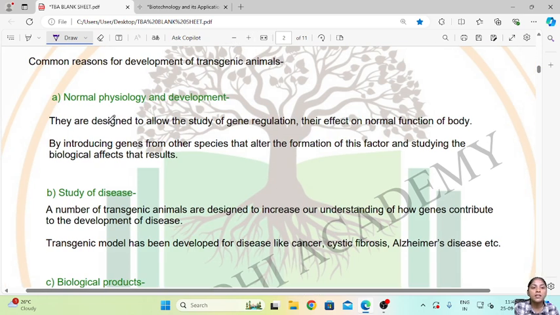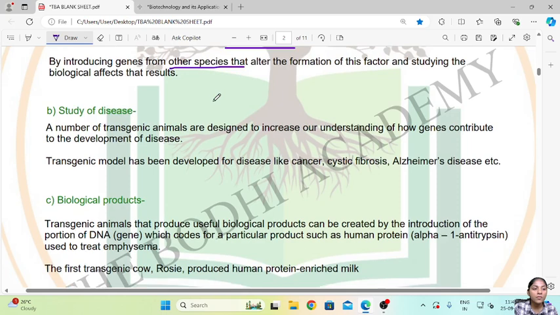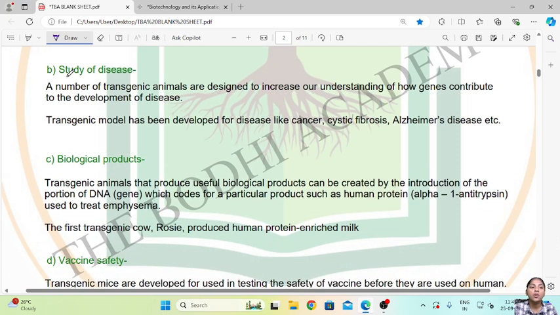The transgenic animals are designed to allow the study of gene regulation and its effect on the normal functioning of the body, by introducing genes from other species that alter the formation of a factor and studying the biological effects that result. Then talking about the study of diseases.